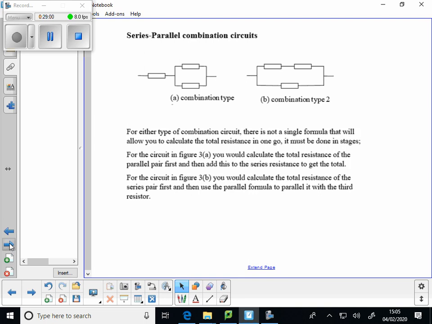And we could make up a formula for that one in one go. We could do R1 plus the product over sum formula for those two. We'll stay away from that bit, though we'll have to eventually. But there's no direct formula really for that one. So the way to do it is, here we do parallel on this pair and end up with two resistors in series that we can add together. And on the other one we'd series up those two and do the parallel on that result with the other resistor.